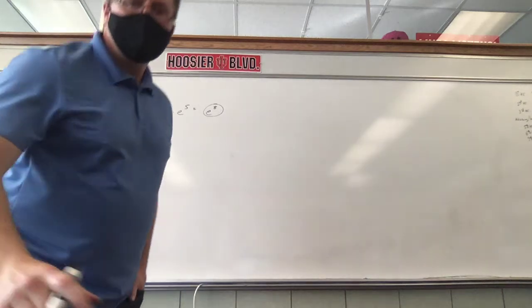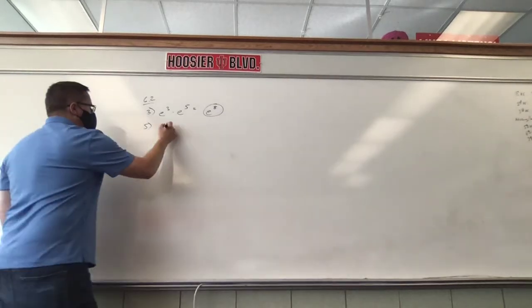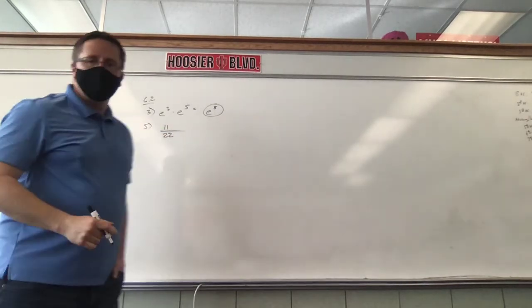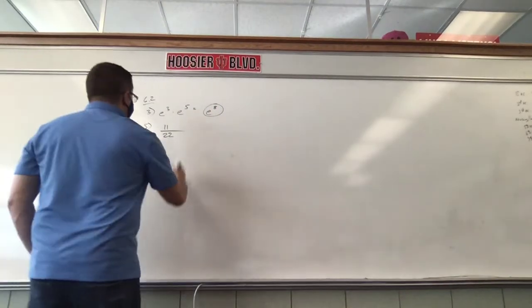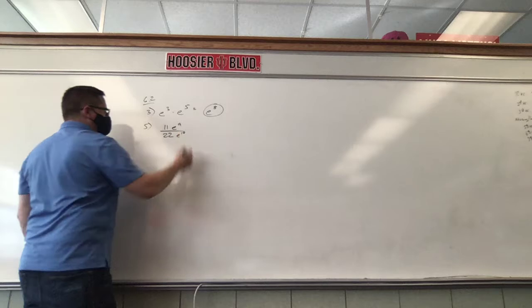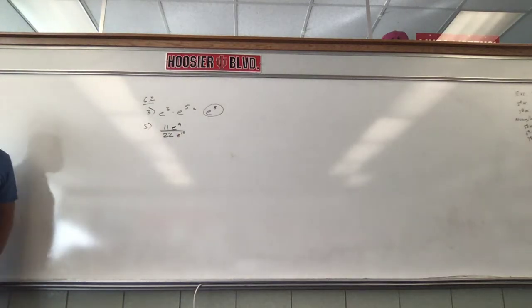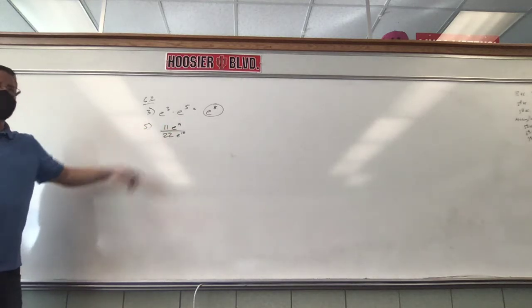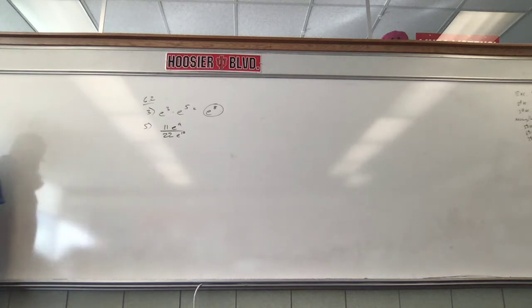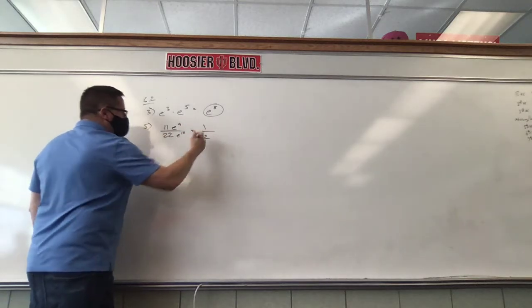Let's look at number 5. We have 11 e to the ninth over 22 e to the tenth. Some students struggle with this one. I'm not really sure why, because I think this is a pretty easy one also. I would encourage you, just ignore the e's. Don't even look at the e's. Does 11 over 22 simplify? Yeah, half. 11 goes into 11 once. 11 goes into 22 twice.